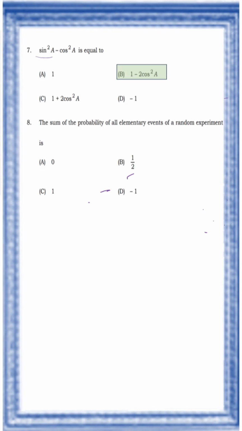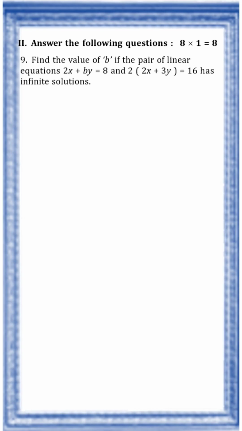Now, 8th question. The sum of probability of all elementary events of a random experiment is, option C, 1. Find the value of b if the pair of equations 2x plus by is equal to 8 and 2 into 2x plus 3y is equal to 16 has infinite solutions.